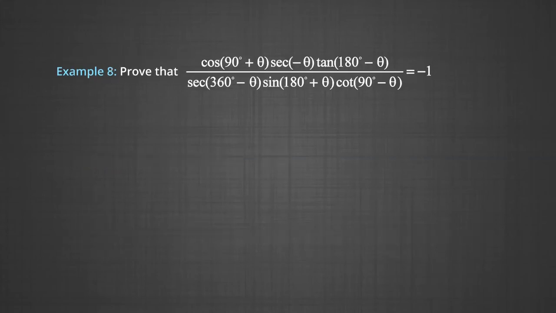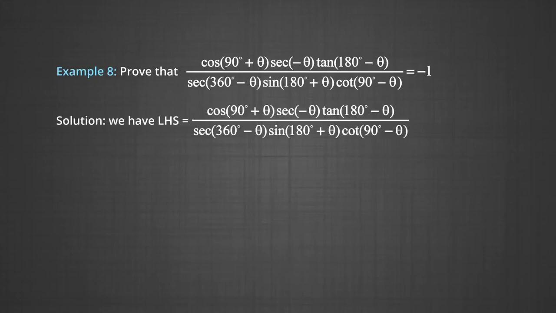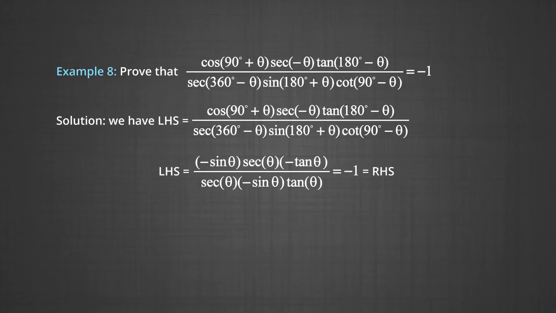In example 8, we have to prove that cos of 90 plus theta, sec of minus theta, tan of 180 minus theta divided by sec of 360 minus theta, sine of 180 plus theta, cot of 90 minus theta is equal to minus 1. We have left hand side is equal to cos of 90 plus theta, sec of minus theta, tan of 180 minus theta divided by sec of 360 minus theta, sine of 180 plus theta, cot of 90 minus theta, which is equal to minus sine theta into sec theta into minus tan theta divided by sec theta minus sine theta tan theta, which on cancellation gives the value as minus 1, which is the right hand side.